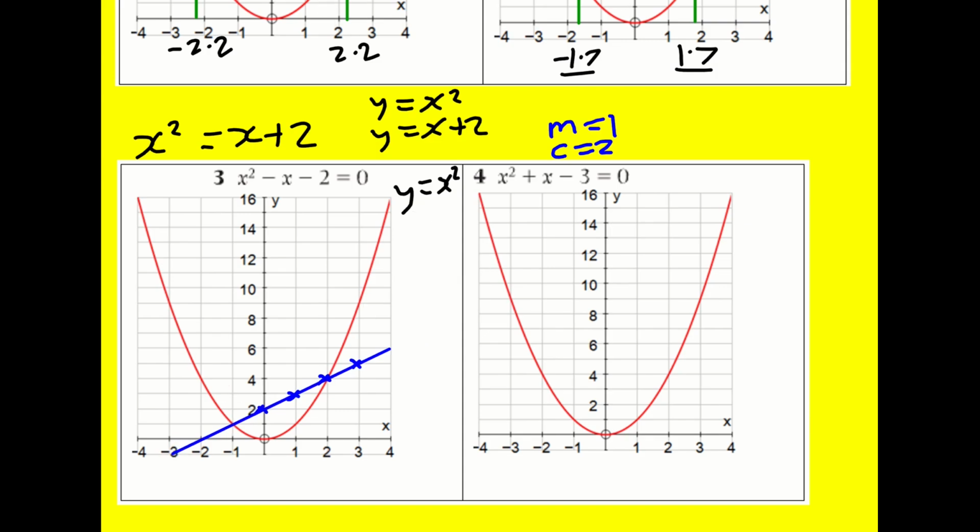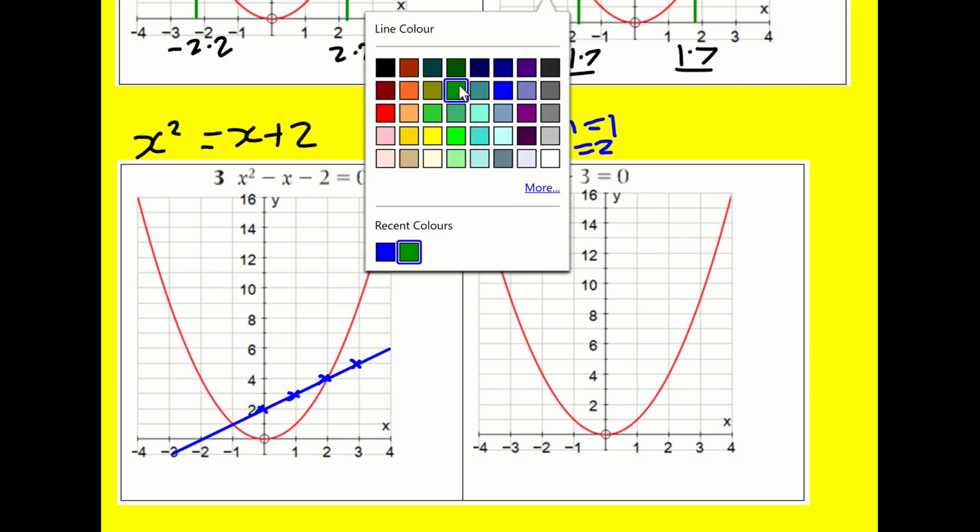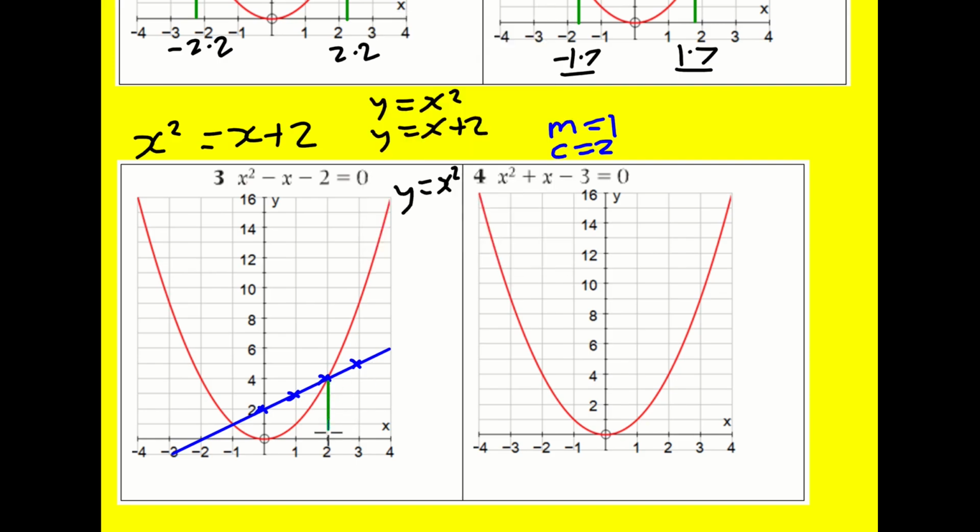There we go. Okay, now I can read off the points of intersection. Always good to draw a green line coming down. And we've got two solutions. One solution is 2, and the other solution is -1. In this case, they're exact.